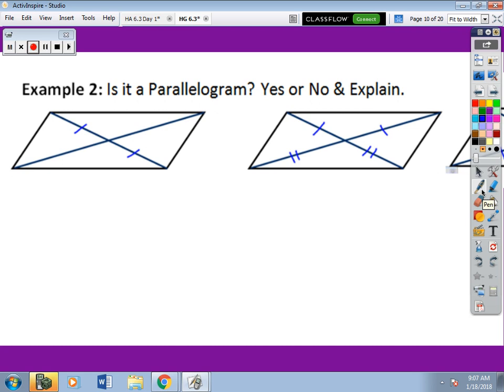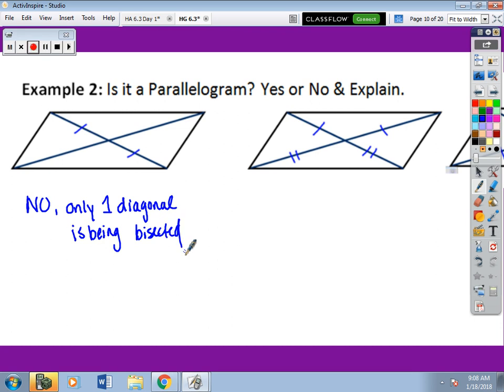First one, is it a parallelogram? Yes or no? Do we have enough information to prove it's a parallelogram? Justin? No. We only know that one diagonal is being bisected. We don't know both. Just pay really close attention to the markings.